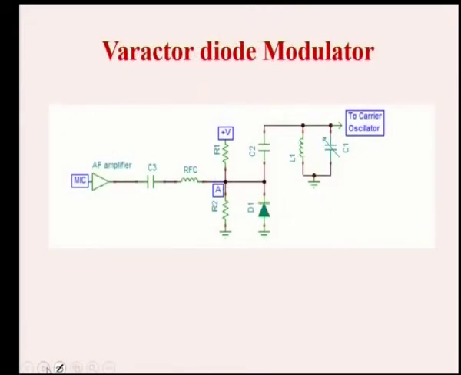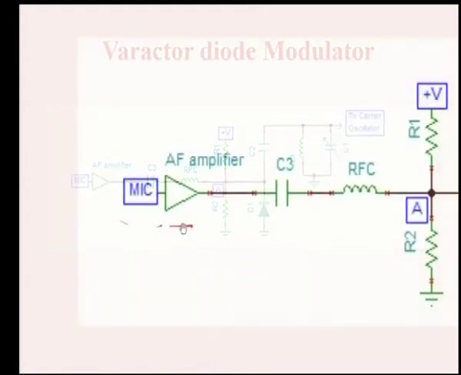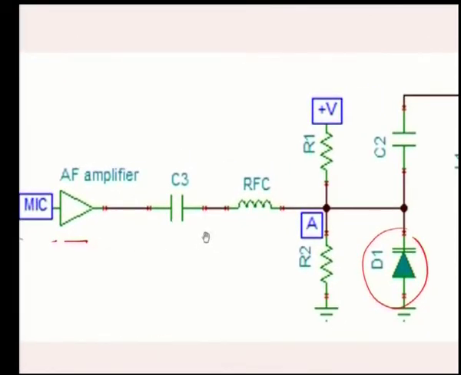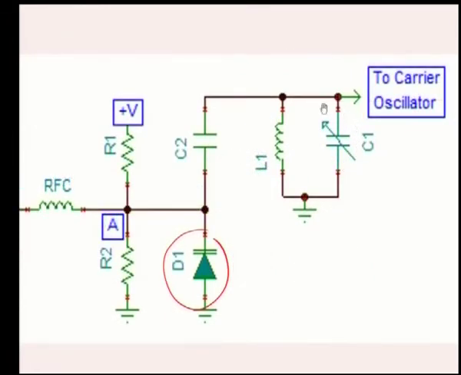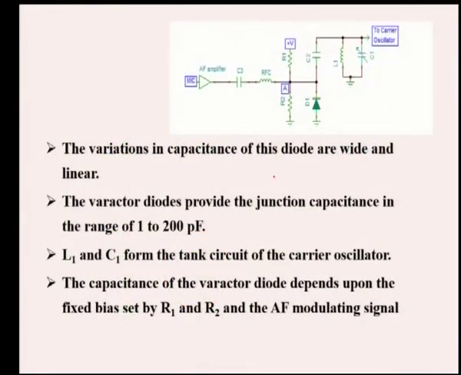This is the circuit diagram for a varactor diode. Here we have the varactor diode, the mic, the audio frequency amplifier, one capacitor and an RF choke, and here we have a voltage divider network, and here we have the tank circuit, and the output of this is connected to the carrier oscillator. The variation in the capacitance of this diode is wide and linear. The varactor diode provides a junction capacitance in the range of 1 to 200 picofarad.